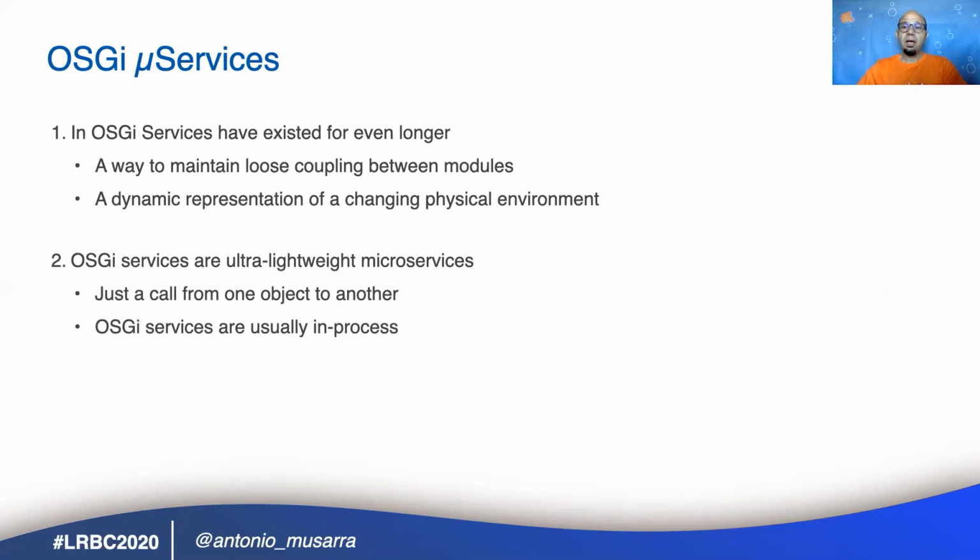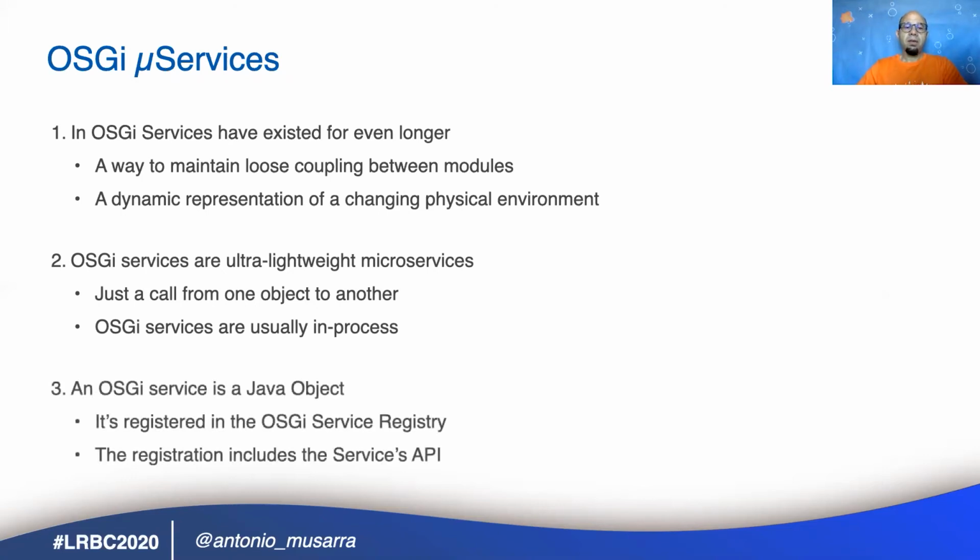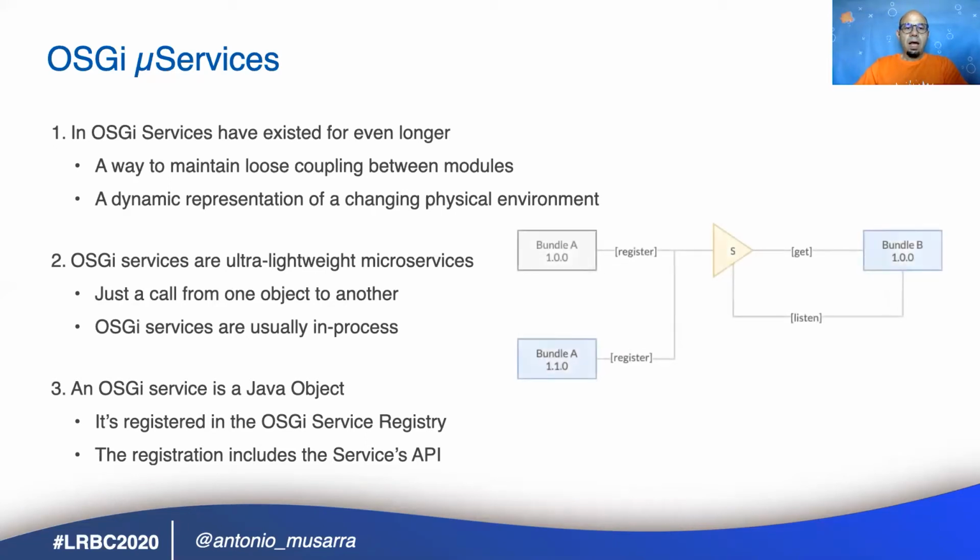OSGi services are usually in process. An OSGi service is a Java object. It's registered in the OSGi service registry. The registration includes the service API. The diagram shows the process of registering services by bundle A and use of services by bundle B.